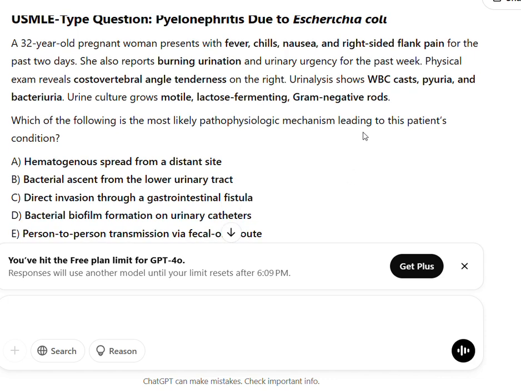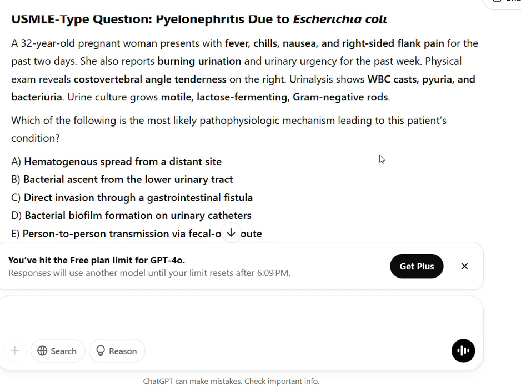USMLE type question, pyelonephritis due to Escherichia coli. A 32-year-old pregnant woman presents with fever, chills, nausea, and right-sided flank pain for the past 2 days. She also reports burning urination and urinary urgency for the past week. Physical exam reveals costovertebral angle tenderness on the right. Urinalysis shows WBC casts, pyuria, and bacteriuria. Urine culture grows motile, lactose-fermenting, gram-negative rods.